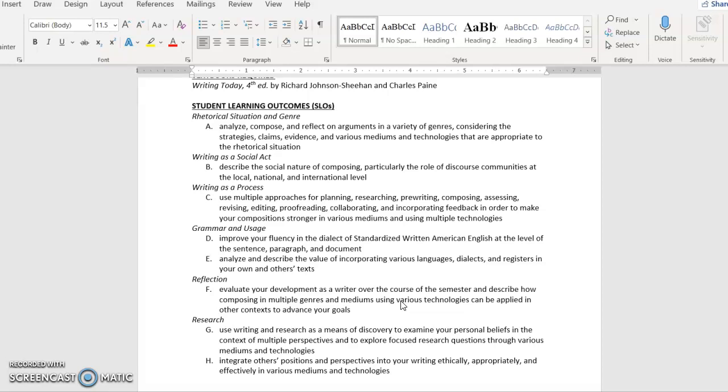So reflection is actually part of the learning process of being able to think through something and be like, okay, cool, this is what worked for me. This is what I did right. This is what I learned right here. And then being able to build off of that reflection process. And then research, which is G and H. You want to use writing and research as a means of discovery to examine your personal beliefs in the context of multiple perspectives and to explore focused research questions through various mediums and technologies.